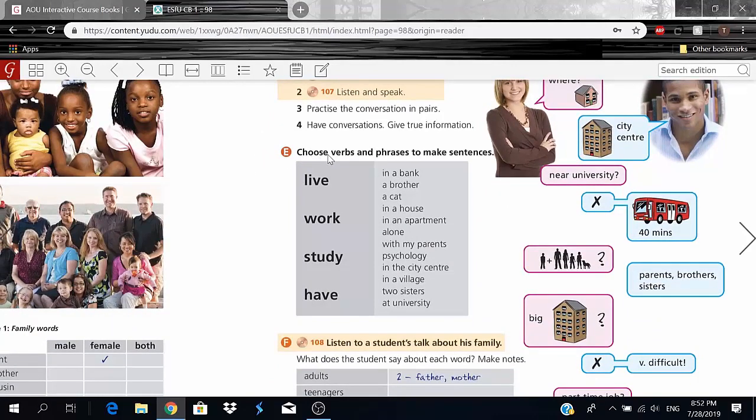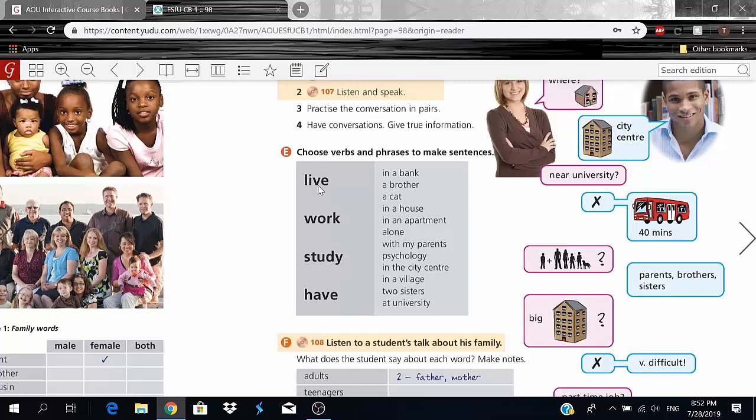So now, let's go to exercise E. Here we have to choose verbs and phrases to make sentences. We have some verbs here: live, work, study, have. With these verbs, we should make sentences with the phrases here: in a bank, a brother, a cat, in a house, in an apartment, alone, with my parents, psychology, in the city center, in a village, two sisters, at university. The options here are unlimited, so you can use each and every verb to make a lot of sentences.